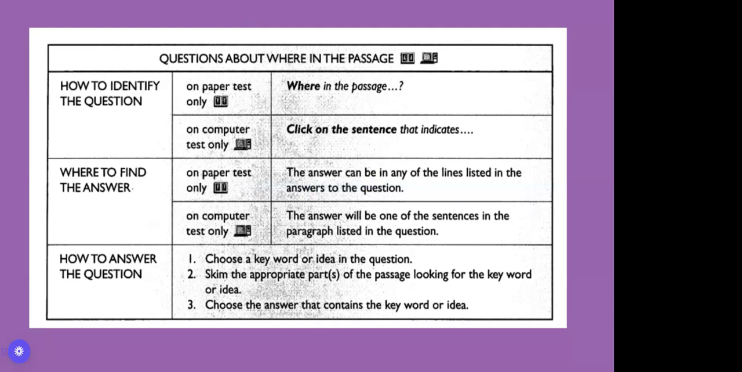What are some good tips? Again, choose a keyword or idea in the question. Then skim the appropriate parts of the passage, looking for the keyword or idea. And finally, choose your answer.